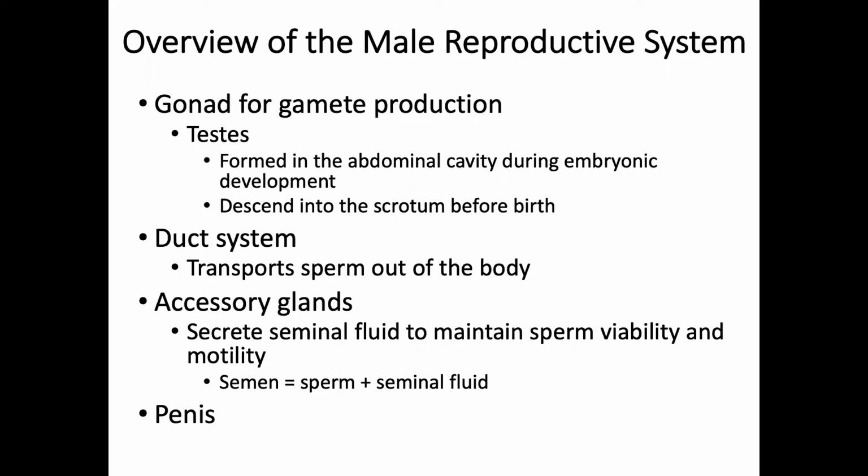And then the ductal system refers to the structures that transport the sperm outside of the body. The accessory glands secrete seminal fluid to maintain sperm viability and motility. Seminal fluid is an integral part of the semen, which contains both sperm and seminal fluid, about 5% sperm and about 95% seminal fluid. And then, of course, the penis is the organ of sexual intercourse. Let's see these structures in the next slides.